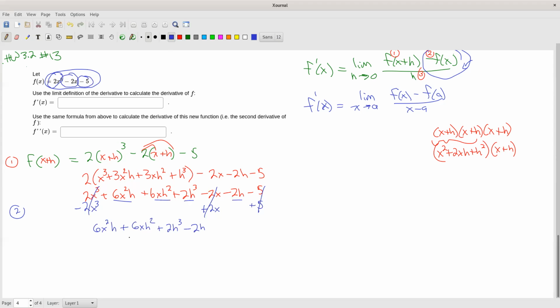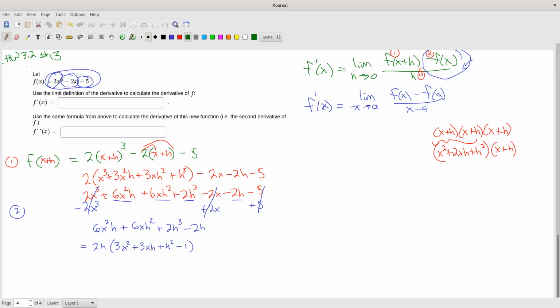Can I do anything else to this? The answer is yeah, they're all even and they all have an h. So that is going to be 2h times 3x squared plus, pulling the 2 out, 3x, and pulling one of the h's, h, plus I'm pulling the 2 and one of the h's, so that'd be an h squared. And then here I get a minus 1 because I'm pulling out the 2 and the h. And that's it. Okay, so there's step 2.